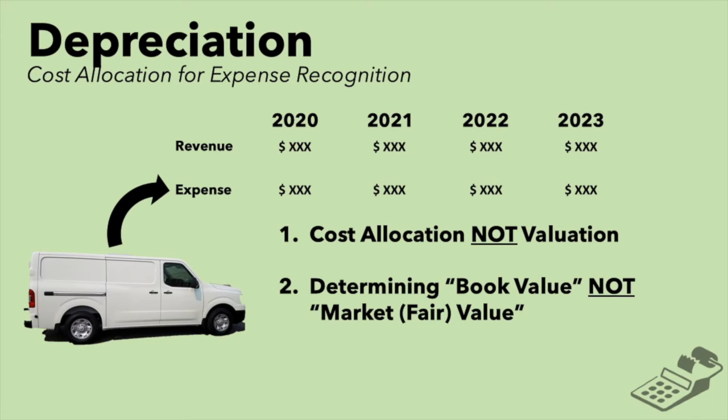Number 2, determining book value, as I said, is not determining market or fair value. And third thing, how? How can we do this? How can we spread this cost out, distribute this cost, allocate this cost over the periods in which it helps us to generate revenue? Well, we have multiple ways to do that. We'll get into some of those later.